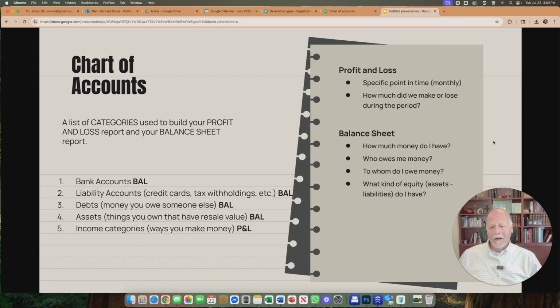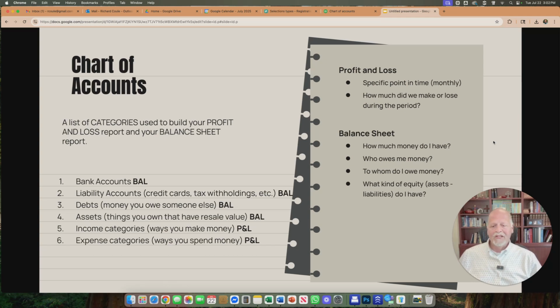Fifth, we have income categories or ways you make money. That shows up not on the balance sheet, but on the profit and loss. Income categories can be as simple as one being sales or income or donations received. But you might have many income categories listed as well. Let's say you have sales and you also have services, and then as a part of your services, you have different services that you offer. You probably will want to track each one of those income categories separately. It's really up to you.